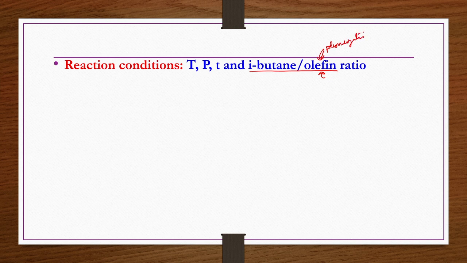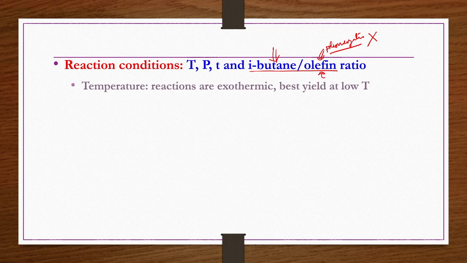As we have seen in the previous topic, in order to make it absent or reduce it, you have to add more isobutane. Let us say if you take one part of olefin, you have to take 5 to 15 parts of paraffins to reduce or suppress the polymerization reaction. Only alkylation will take place then.